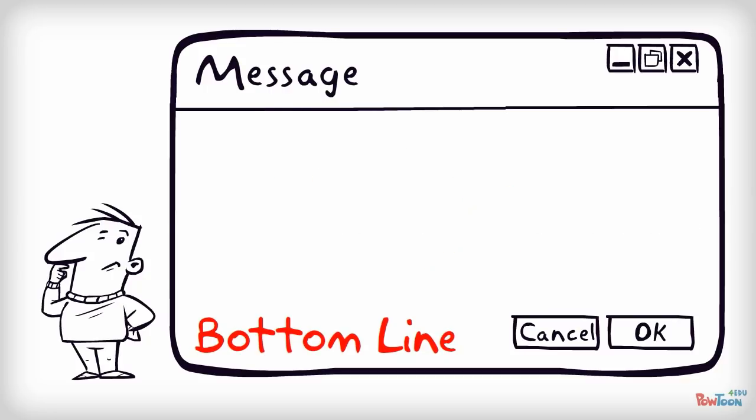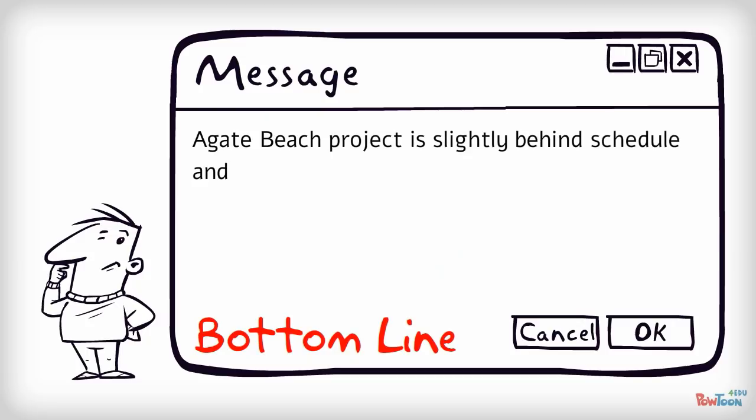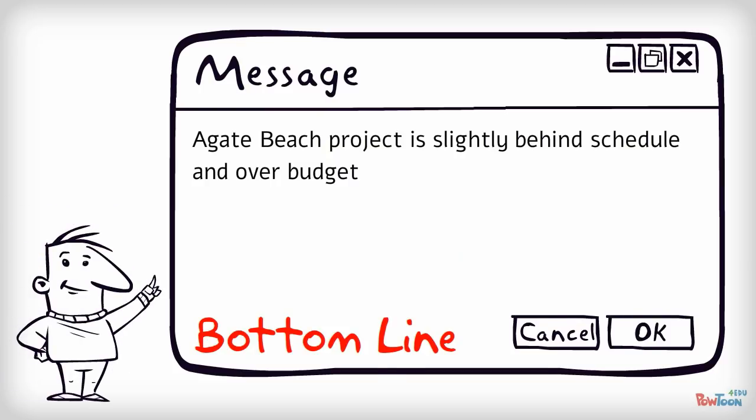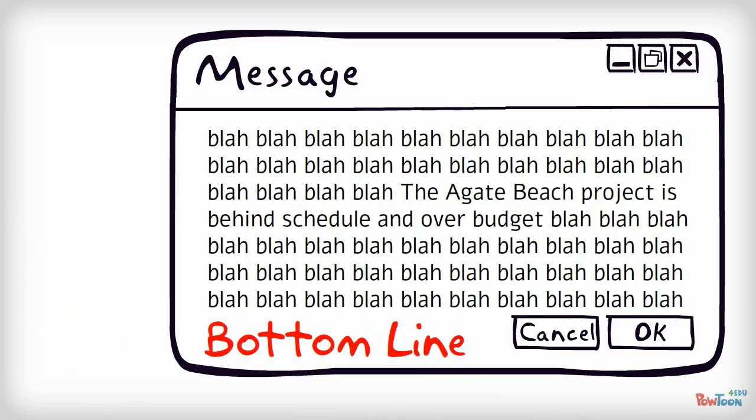The third possibility is more than a topic. Agate Beach Project is slightly behind schedule and over budget. Now that is the core information Russell must communicate to his boss. I'll have more to say about where the bottom line should appear within this email in the tutorial on bottom line placement, and I'll have more to say about how the line should be presented in the tutorials on style.